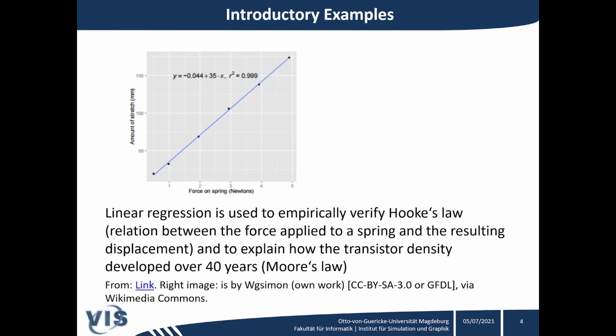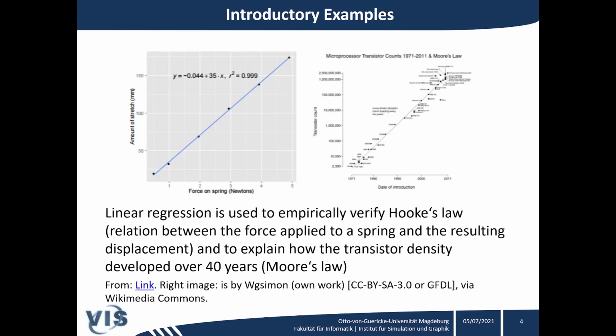The process of finding a linear relationship is called linear regression, and this has many applications. For example, we can relate the force for stretching a spring and the distance that the spring stretches, called Hooke's law, as you can see in the left diagram, or explain how many transistors the semiconductor industry can pack into a circuit over time, called Moore's law, as you can see in the right diagram. Thus, our goal is to find the function which best fits the points in the diagram. And in these examples, the points can be approximated by a linear function.